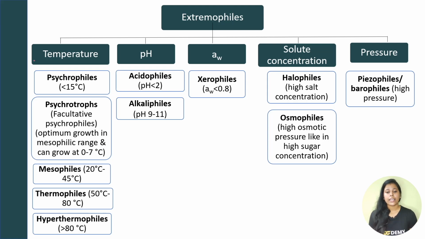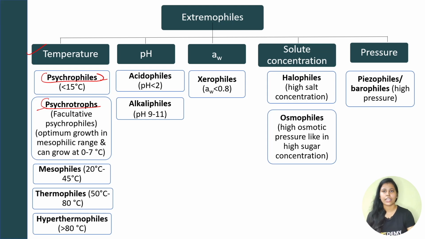Okay, so in case of extreme temperatures, the microorganisms which are growing in very low temperatures are called psychrophiles, meaning low temperature loving microorganisms. They can grow below 15 degrees Celsius, and can even go to 0 or even lower temperatures. Next we have psychrotrophs. Now there is a lot of confusion among students about psychrophiles and psychrotrophs. See, psychrotrophs are those microorganisms which have optimum growth in the normal temperature range only.